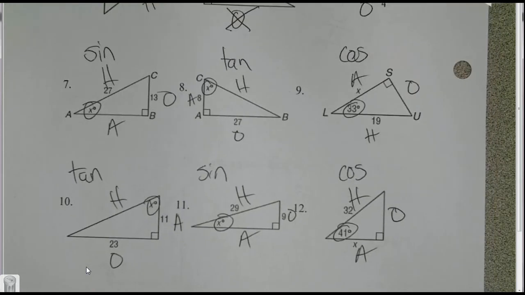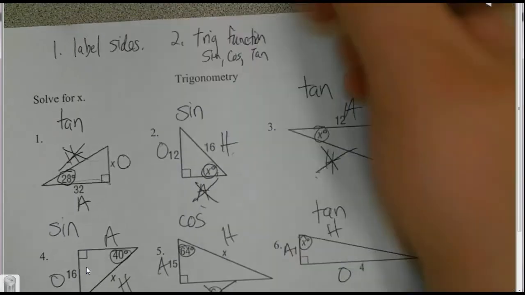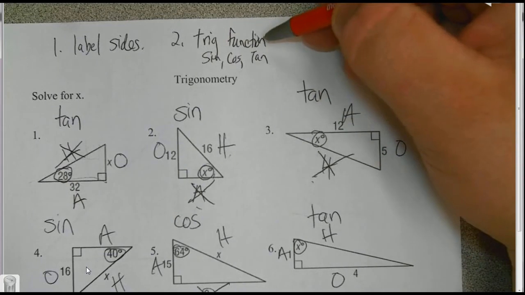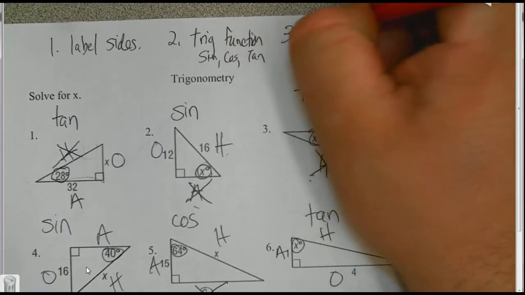10 was tangent, 11 is sine, and 12 is cosine. So again, like I talked about, I have 4 steps. The first step is label the sides, so I know what I'm doing. The second step is find the trig function, and I'm using sine, cosine, or tangent. The third step is set up proportion.